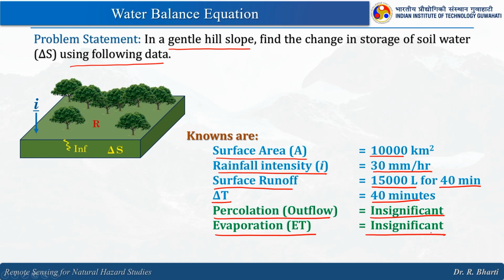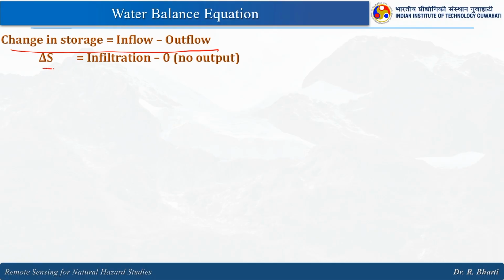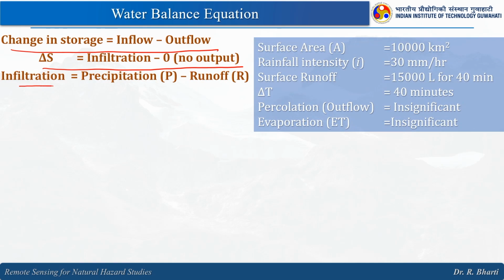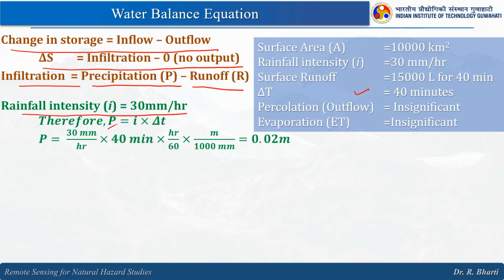Now, you need to calculate the delta S, right. So, we will start with the same equation, change in the storage is equal to inflow minus outflow. So, delta S is equal to infiltration minus 0 because there is no output, right. So, infiltration will be equal to precipitation minus runoff, right, and here the values are given and the intensity was given. So, you can calculate the precipitation, right.